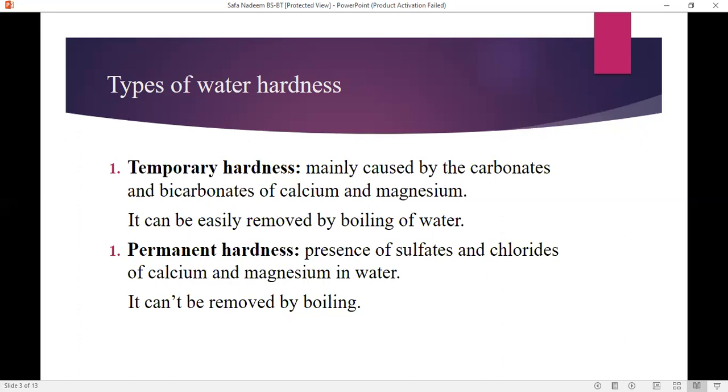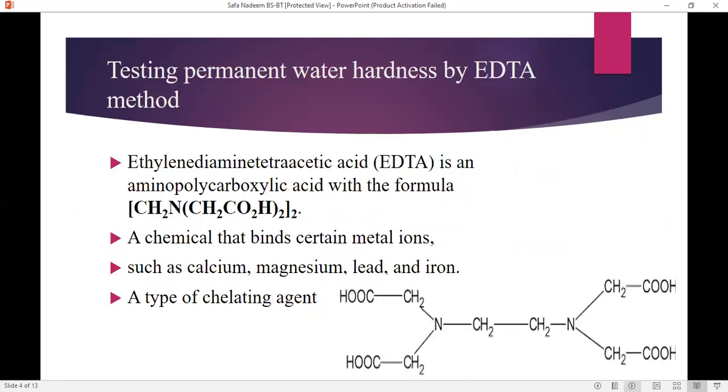Moving towards the next slide, from where the main part of my presentation starts. Testing permanent water hardness by the EDTA method. Ethylenediaminetetraacetic acid is an aminopolycarboxylic acid. Here is the structure of EDTA.